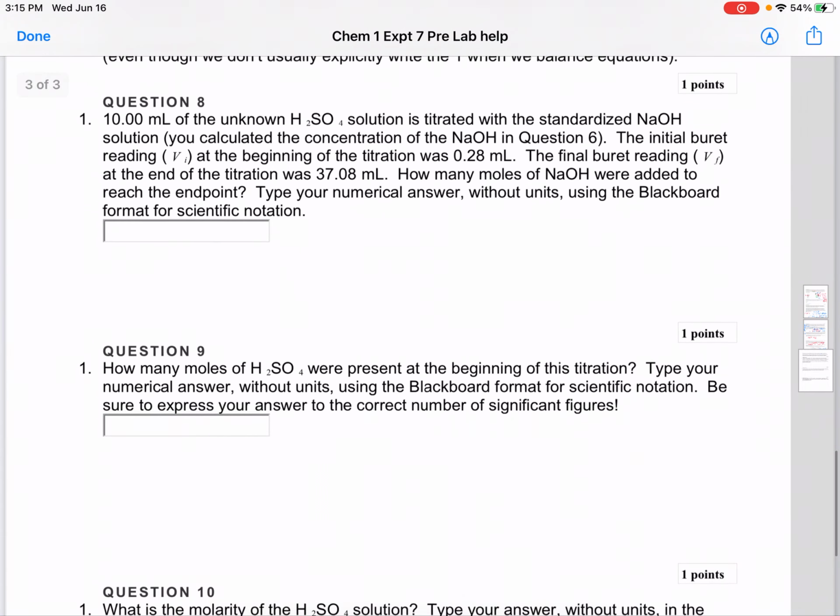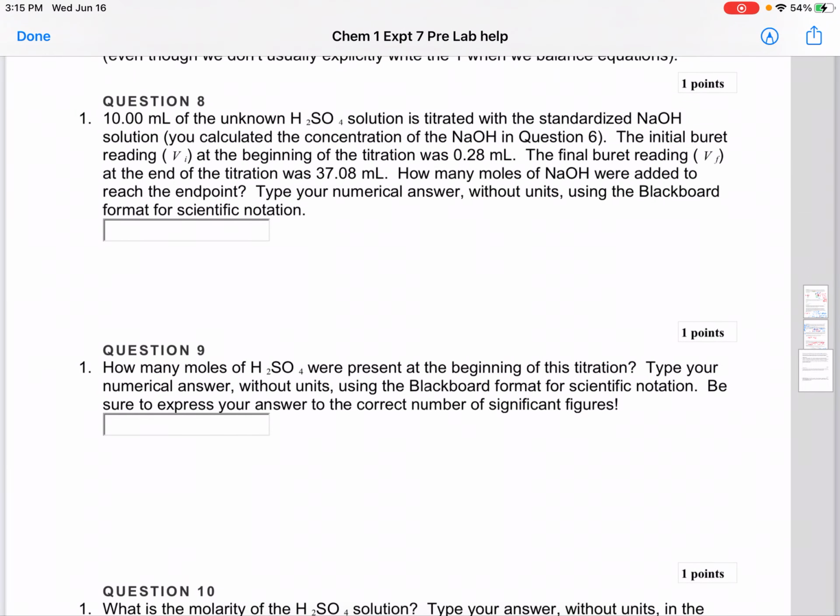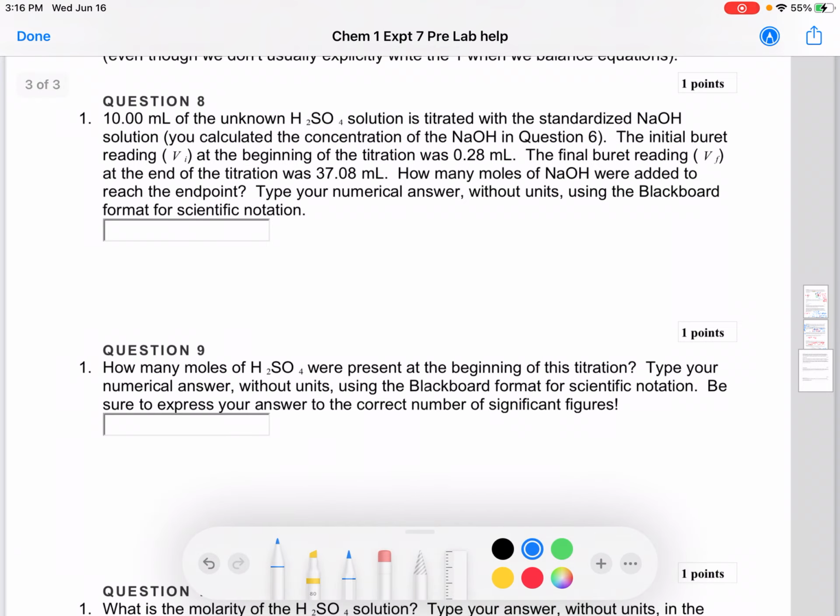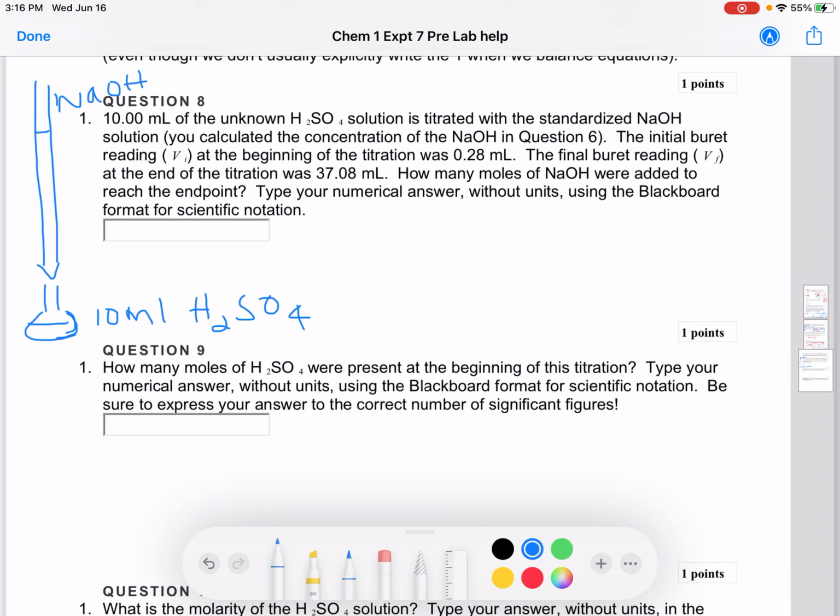Question number 8. 10 milliliters of the unknown sulfuric acid is titrated with standardized sodium hydroxide. Now you take 10 milliliters of H2SO4. Remember earlier we used hydrochloric acid. Now we have sulfuric acid, 10 milliliters, and you're going to titrate it with sodium hydroxide. In the buret you have sodium hydroxide.